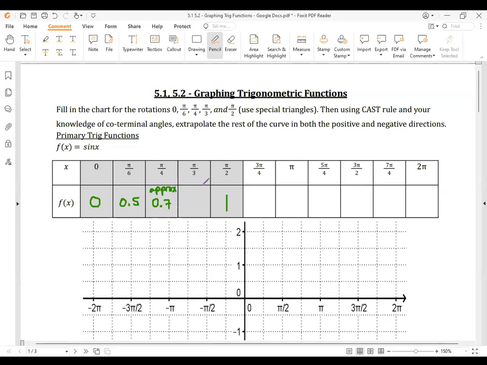And pi over 3 is root 3 divided by 2, which is 0.866, so 0.87 approximately. Okay? And with these 5 numbers, you should be able to fill the rest. 0, 1, and then at 180 degrees, I'm back at 0. And then at 270 degrees, I'm at -1. And back at 360 degrees, I'm at 0.